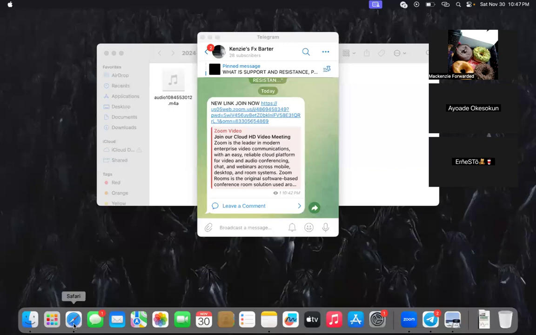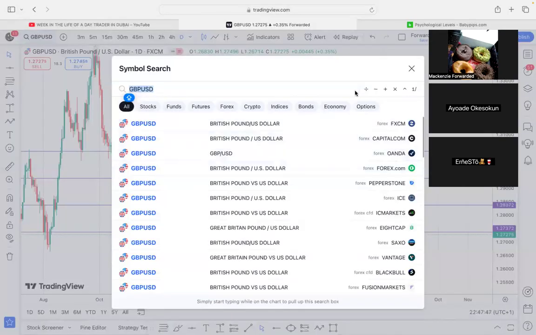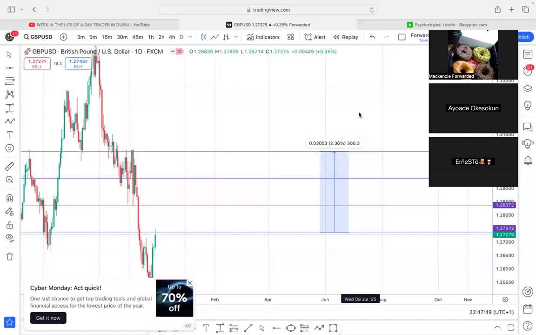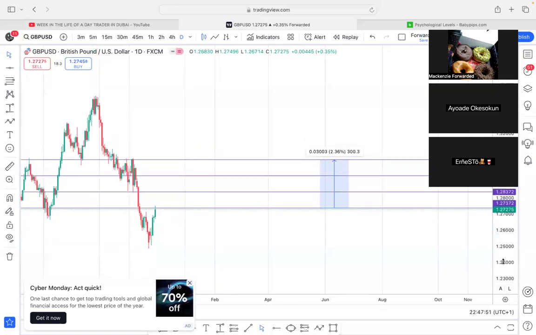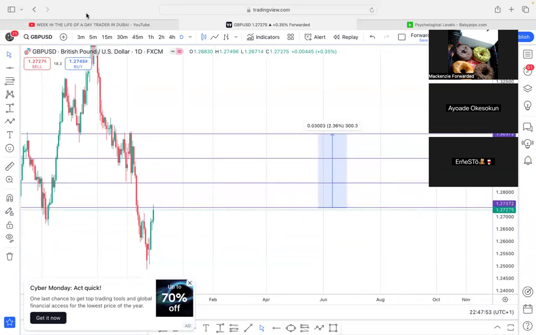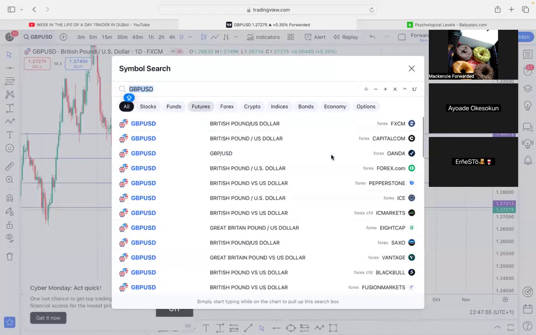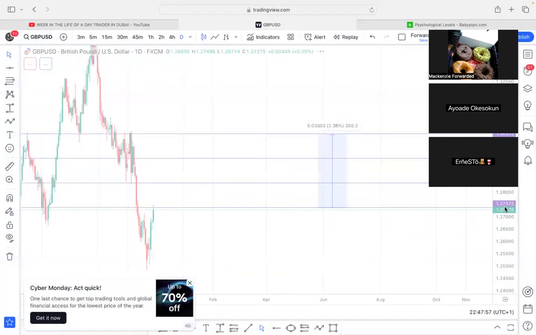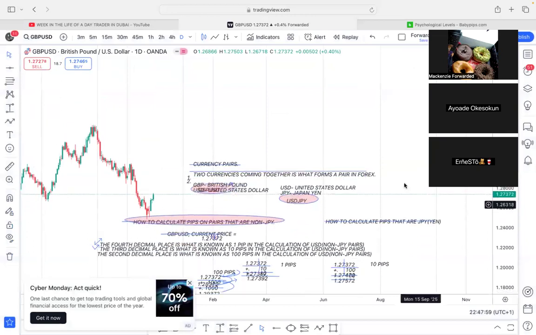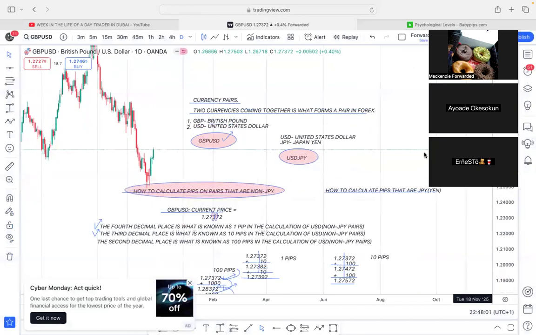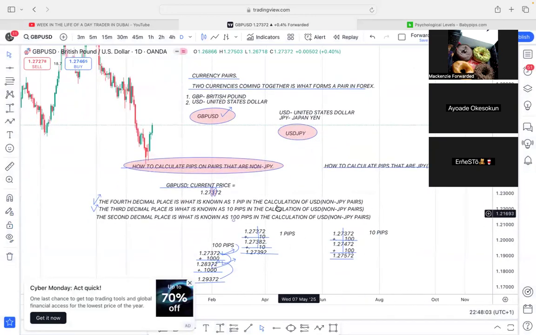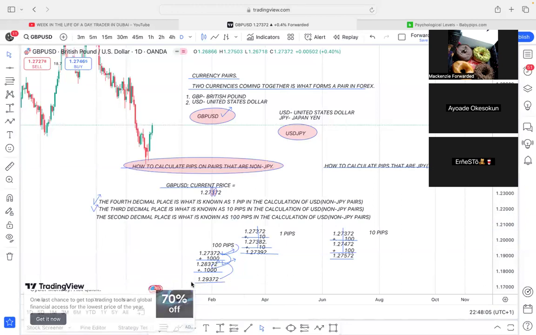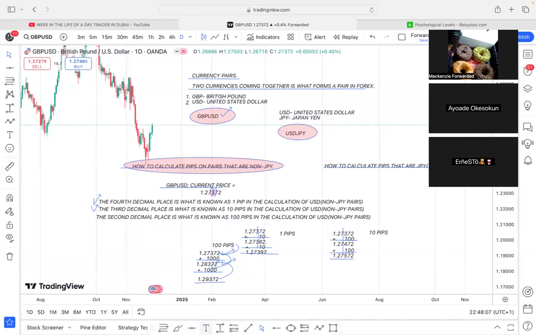So we're talking about pip calculation and the rest, to know how to plot the psychological levels and all of that. Like I had right here, I said the types of currency we have and their pip calculation. So the second decimal place was how to calculate 100 pips.